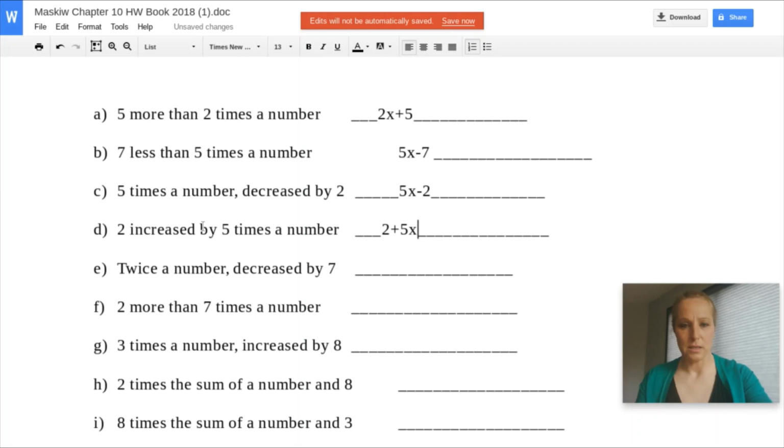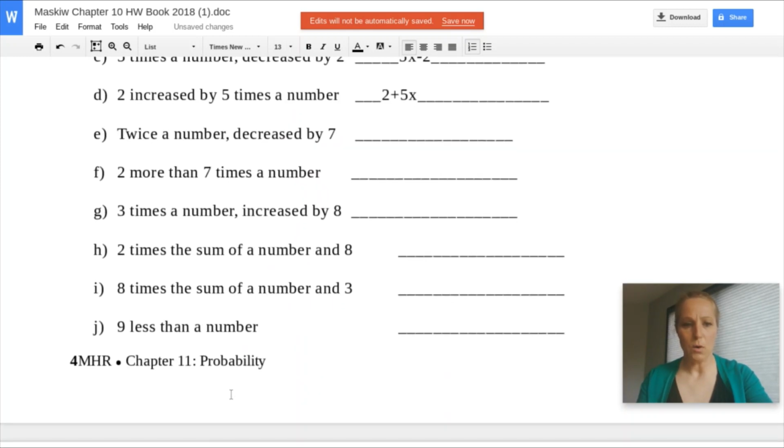All right. I'll give you a couple more of them here, and then I'm going to have you do some of these all on your own. So let's see. Twice a number decreased by 7. Twice a number would be 2x, and then decreased by 7, minus 7. All right, I'm going to leave you guys F on your own. G you can do on your own. Let's do H together, okay? Because H is just a little bit different.